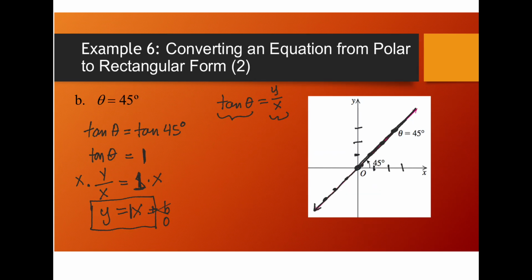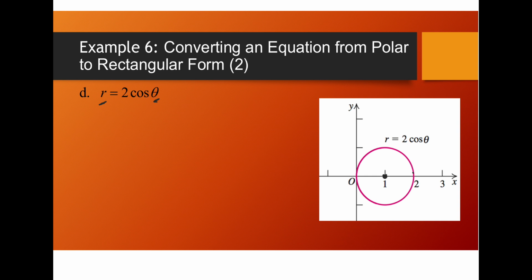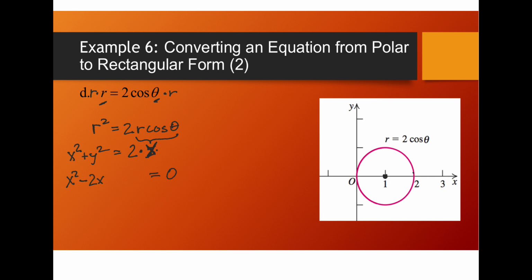Let's go back to our page that we had. So instead of just doing a direct substitution from the beginning, if I multiply both sides by an r, this gives me r squared on the left and gives me 2r cosine theta on the right. And there we can do some substitution. x is equal to r cosine theta. So I have 2 times x here, and I can put x squared plus y squared here. And so that's 2x. I can subtract that to the other side, equal to 0. x squared minus 2x, and we have plus y squared.